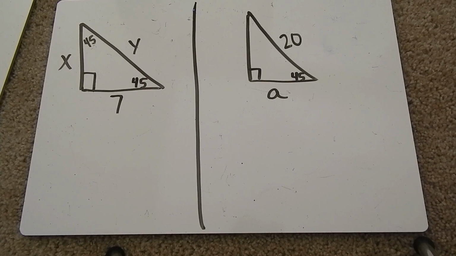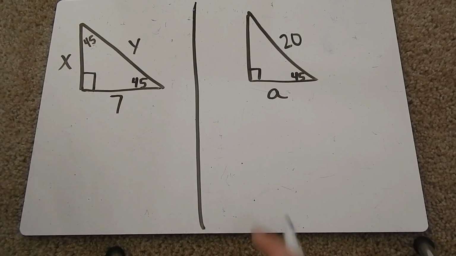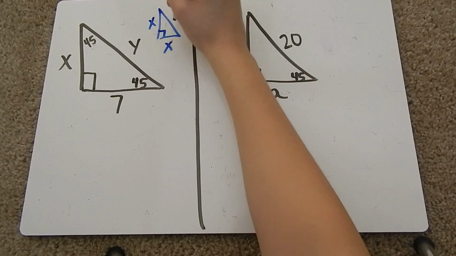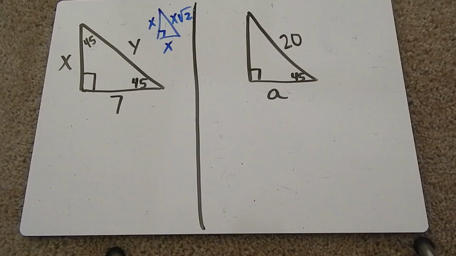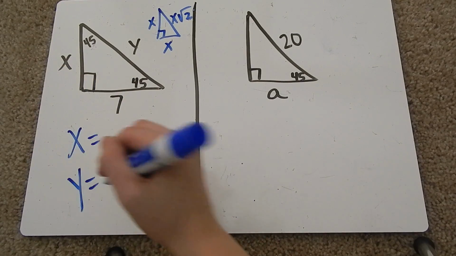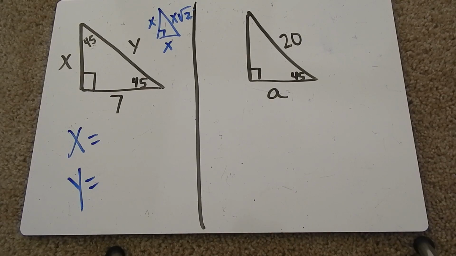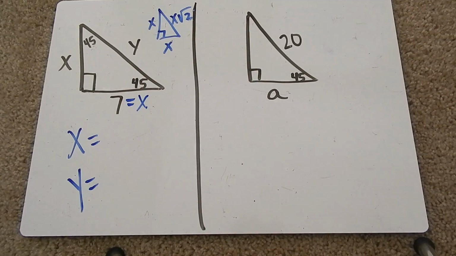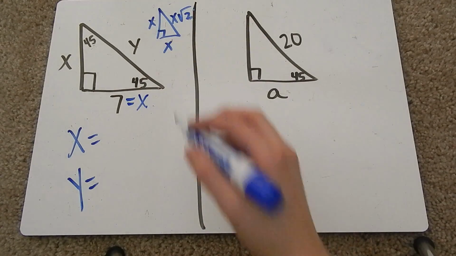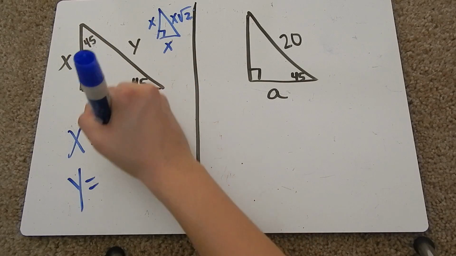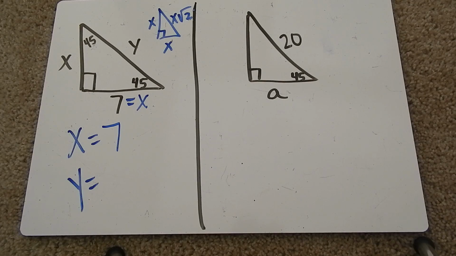On the left, in my first example, I'm going to rewrite my pattern up here so I remember it: x, x, x square root of 2. And I'm going to solve for x and for y. So I'm given one side. This is equal to x because it's just that way in the pattern. So x is also going to be equal to that 7 because both sides are equal. So that was easy enough.